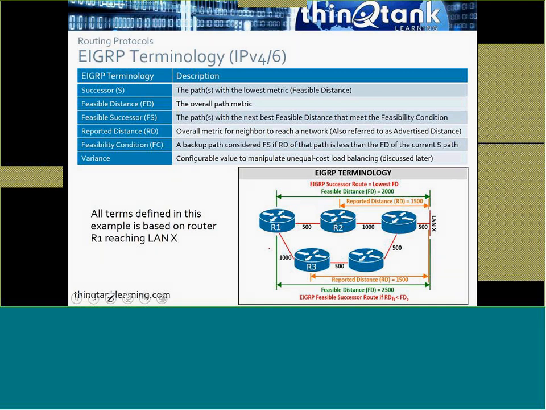Then there's no check for a feasible successor. If you only have one path, that's it. That path is automatically the successor. There's no check for a backup path. And by the way, if there are multiple paths, 3 or 4 or 5 or 6 paths, we're going to do a feasibility condition check on all of them. We may only have one feasible successor, but we're still going to check all the paths to see if they meet the condition. All right?